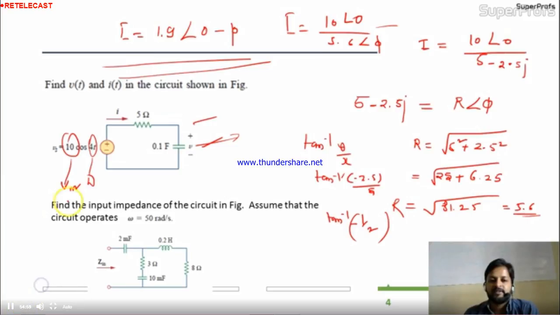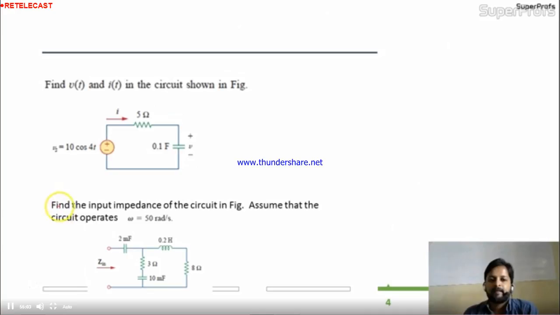Come to the next question. In the next question, they are saying, let me erase it first, find the input impedance of the circuit in the figure. Input impedance Zin. They have given the figure over here. Assume that the circuit operates at the omega given. Frequency is given over here. If frequency is given, can we convert all inductors and capacitors into their respective reactances? Yes, I can. First, I'll draw the circuit.